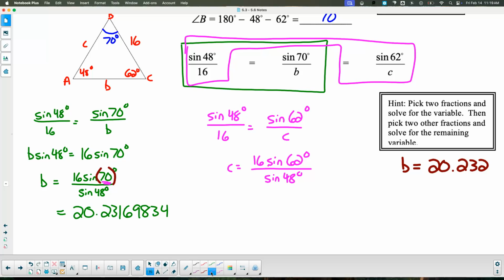Here I get C is 19.00997087. So I would say here that C is 19.010.